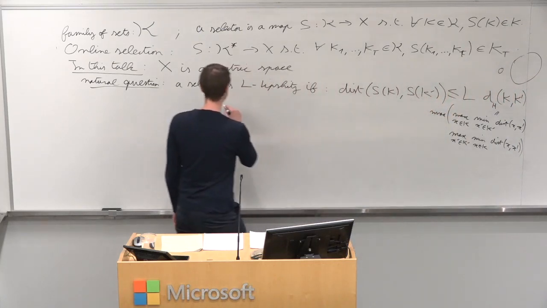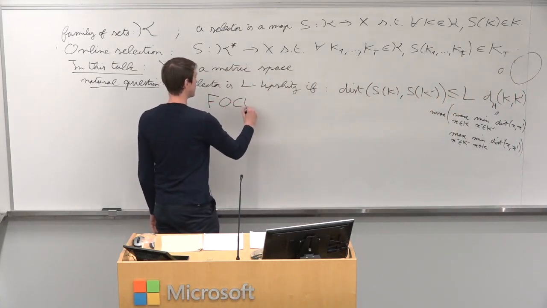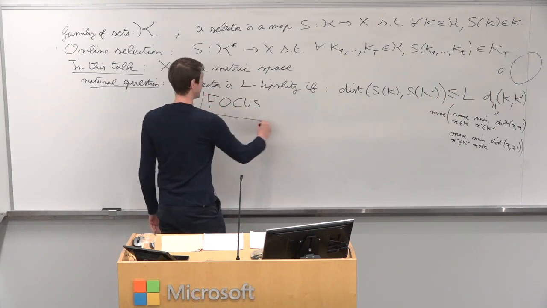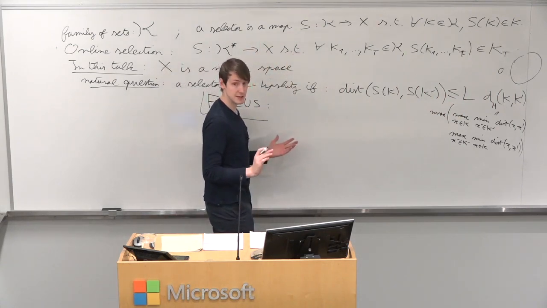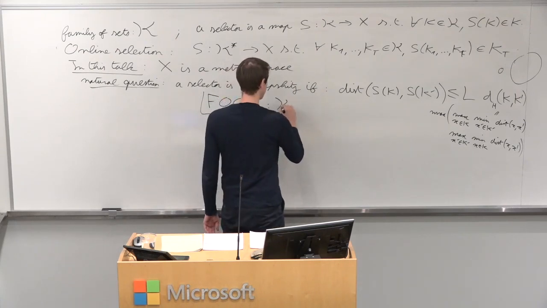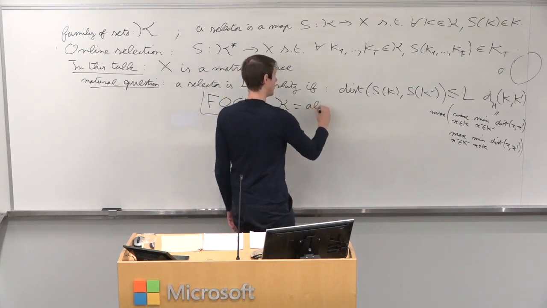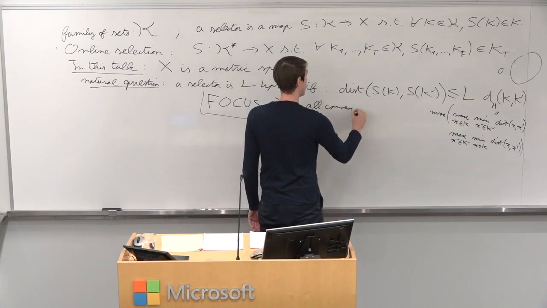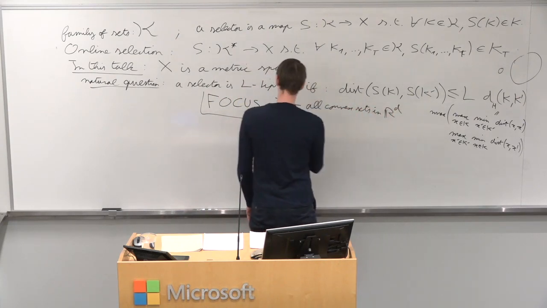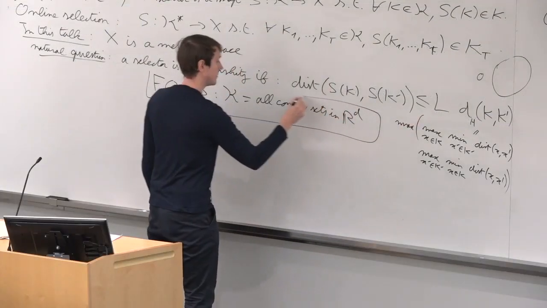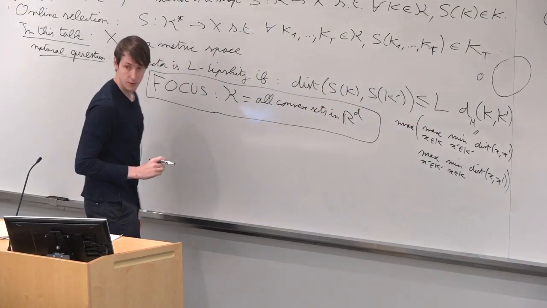Okay, so our focus today, but this is not at all the only interesting thing, is the family of sets that we're going to look at are all convex sets in R^D. So K equals all convex sets in R^D. Bounded? No, just all convex sets. All of them. Okay.